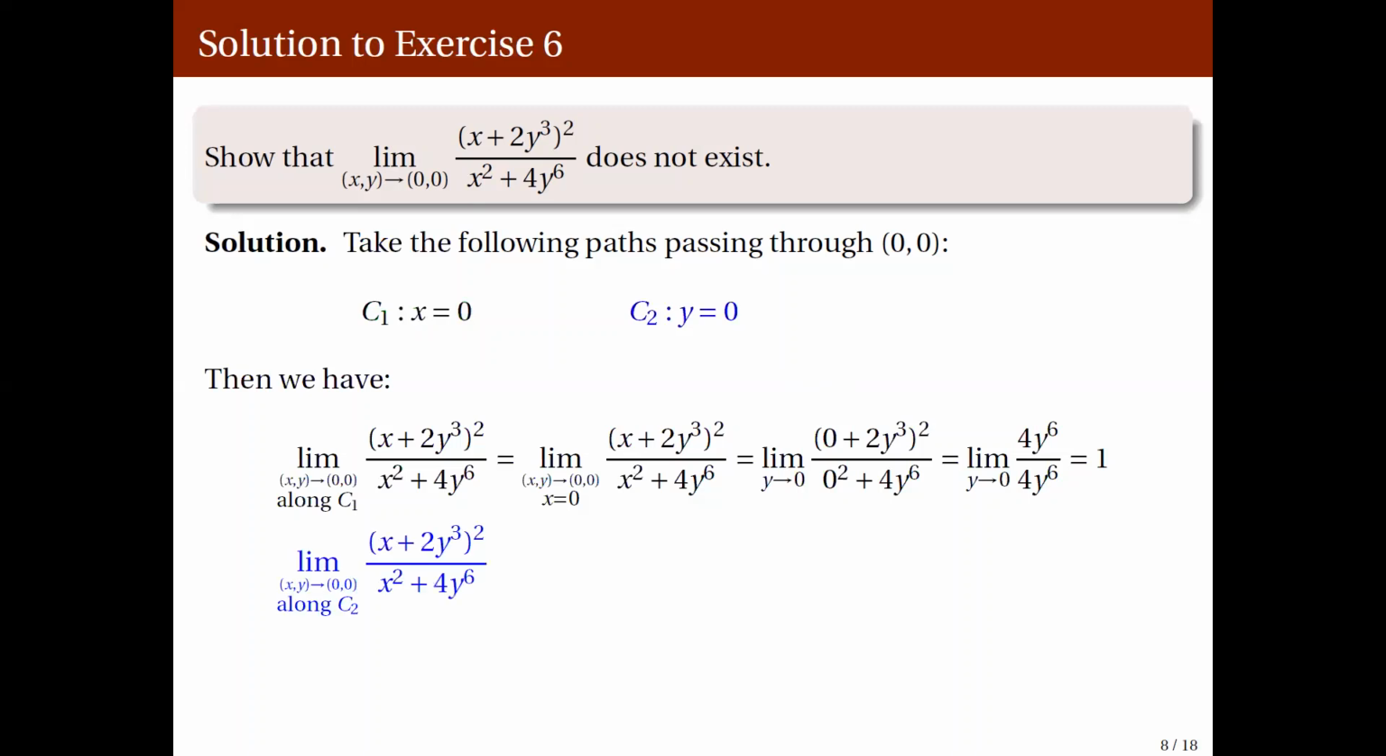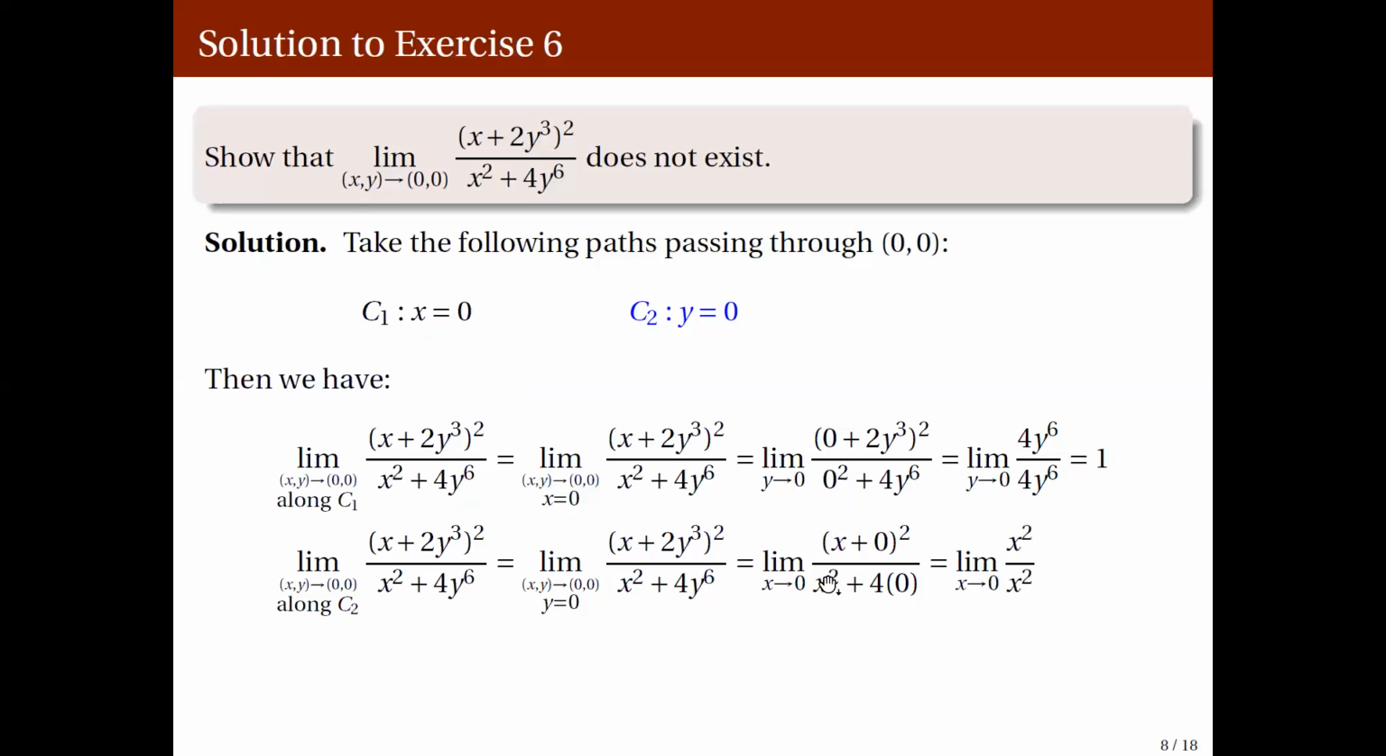Meanwhile, the limit along C2, which is y equals 0, can be reduced into a limit as x approaches 0 of the expression where all y's are replaced by 0. So it's going to be x squared over x squared. Yung kukuhanan ng limit, it's also equal to 1.